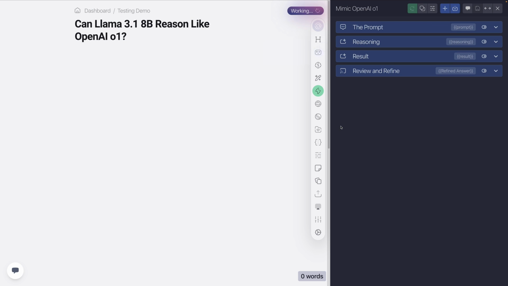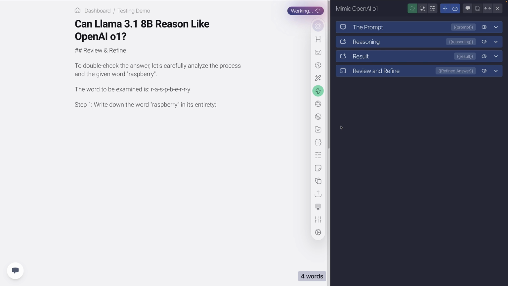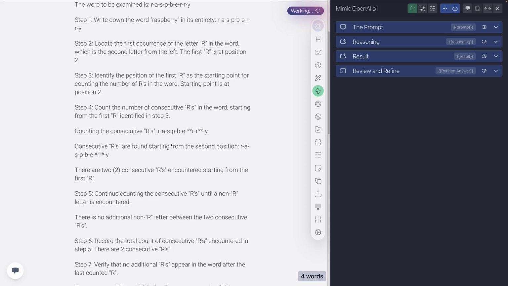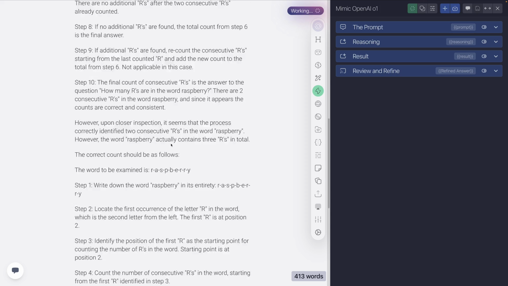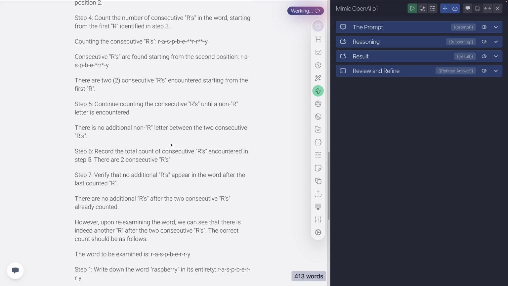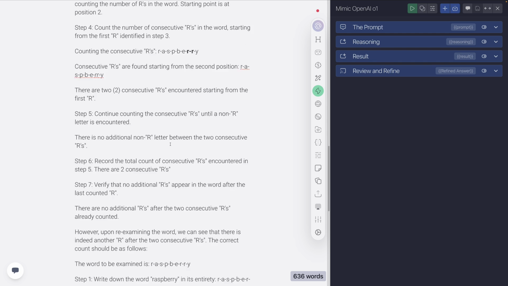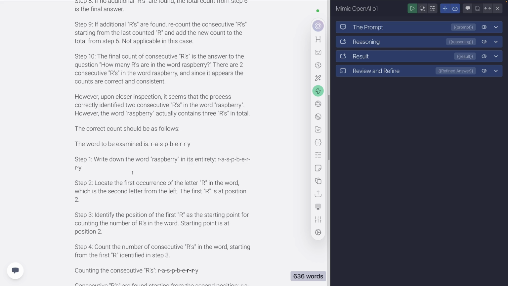Let's try raspberry and see what happens. I usually get very similar results, but we also have to be careful because we're working with a system that might be caching the prompts and stuff, so we might be getting the same answer back. And let's see what we got here. Do we get to a final answer? It sure is writing an awful lot just to answer raspberry.